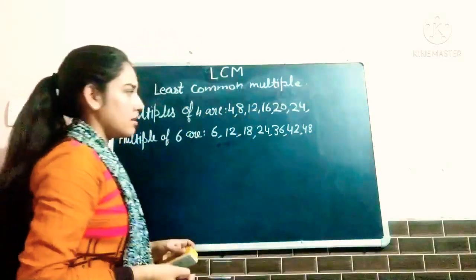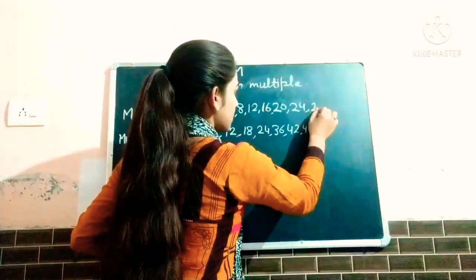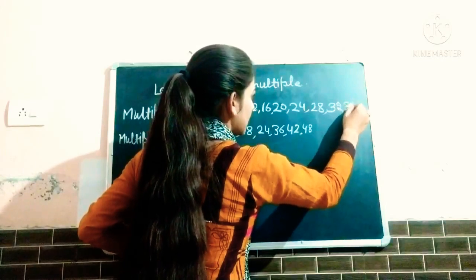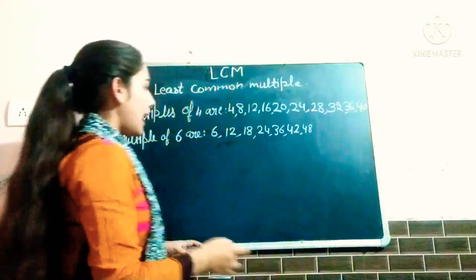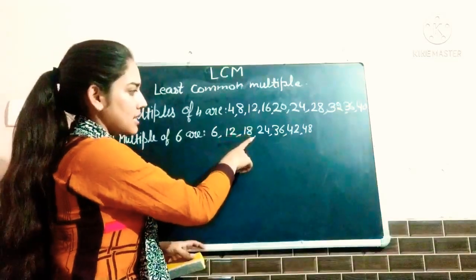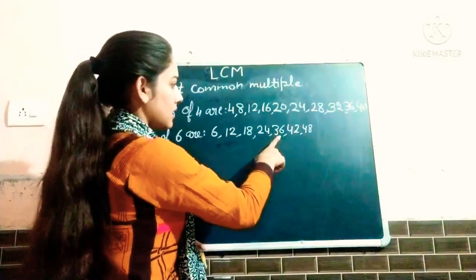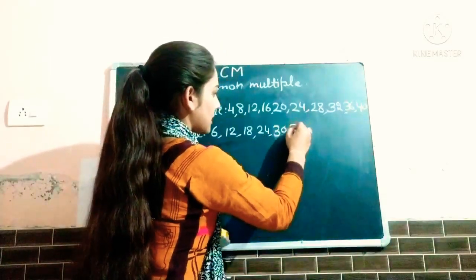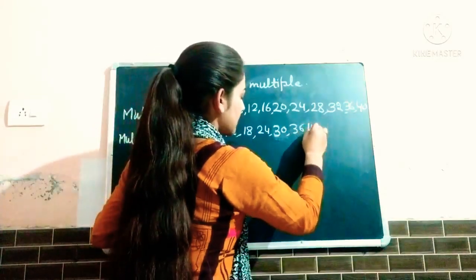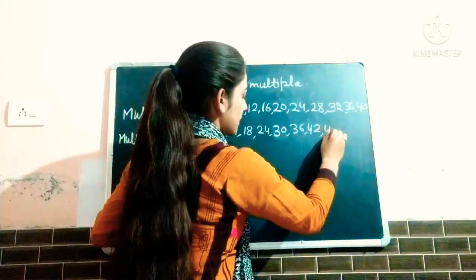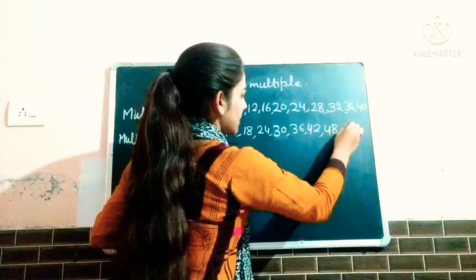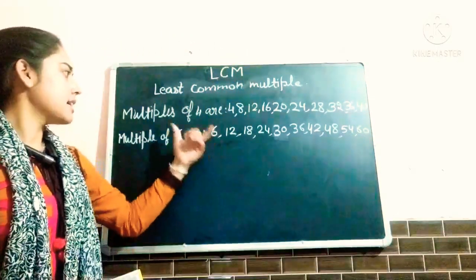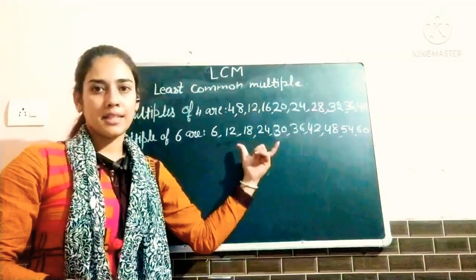And we will also write the multiples of 4: 28, 32, 36, 40. Okay, and 6 ones are 6, 6 twos are 12, 6 threes are 18, 6 fours are 24, 6 fives are 30. I haven't written 30 here. So 6 fives are 30, 6 sixes are 36, 6 sevens are 42, 6 eights are 48, 6 nines are 54, 6 tens are 60. So these are multiples of 4 and these are multiples of 6.